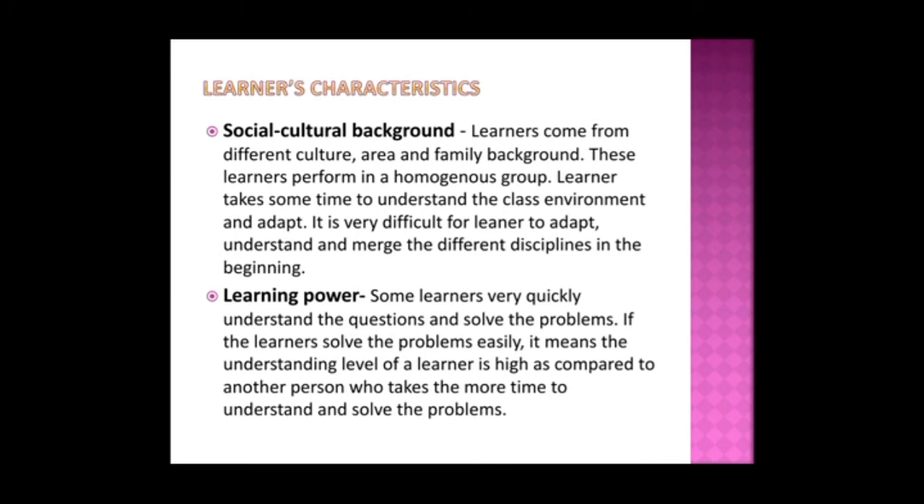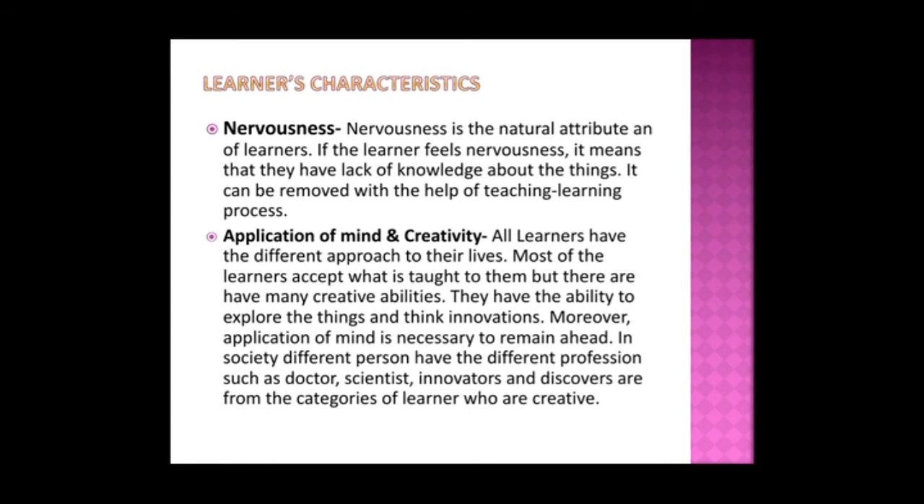Okay, and learning power. Some learners very quickly understand the question and solve the problem. If the learner solves the problem easily, it means that the understanding level of that learner is high as compared to another person who takes more time to understand and solve the problems. This is the learning power. Okay, and next one is nervousness. Nervousness is a natural attribute of a learner. If the learner feels nervousness, it means that they have a lack of knowledge about the things. It can be removed with the help of the teaching learning process only.